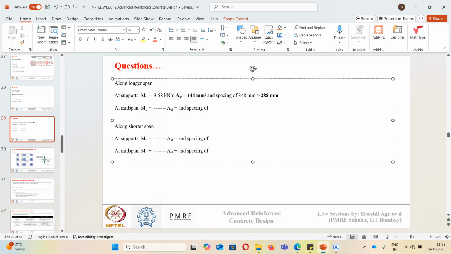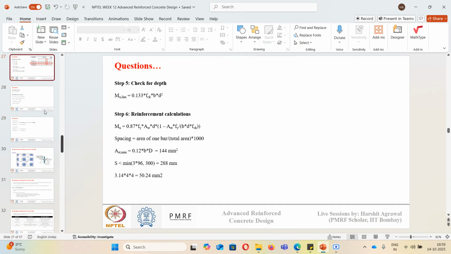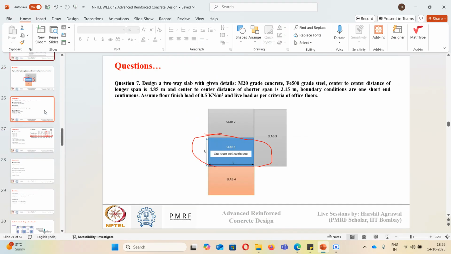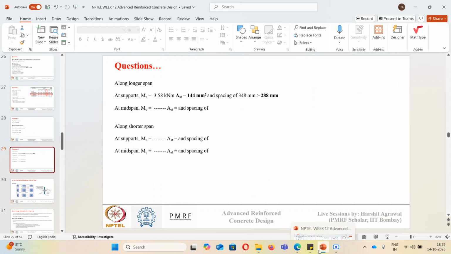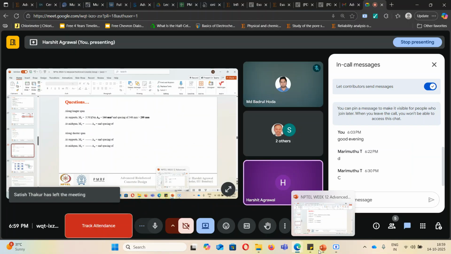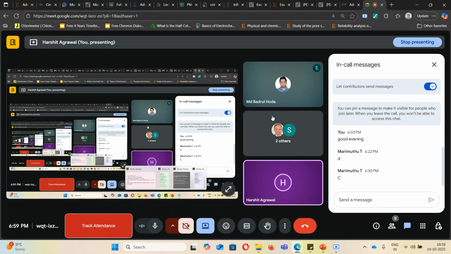Similarly, you can design for other sections also, and you can determine the area of reinforcement required and the spacing of reinforcement required. Okay, so this is the procedure of design of a two-way slab based on the design table that is given in the code. Any doubt in this question? Any clause that we have used which is confusing? Any doubt? Was the question clear to everyone?